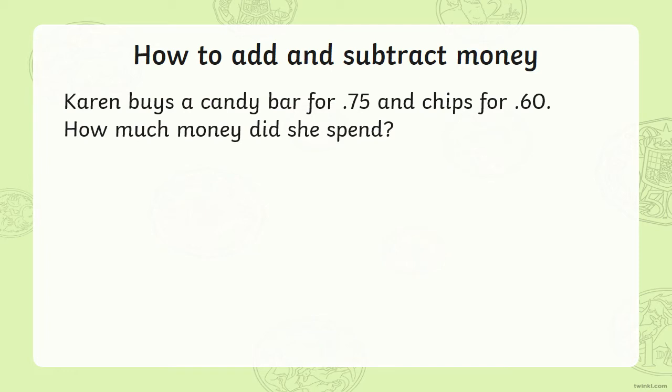Now we're going to look at some word problems and counting, adding, and subtracting money. And we're going to begin with the first one, and it reads, Karen buys a candy bar for 75 cents and chips for 60 cents. How much money did she spend? Now, the clue words in this word problem are spend and how much. So it tells us that we are going to be adding.